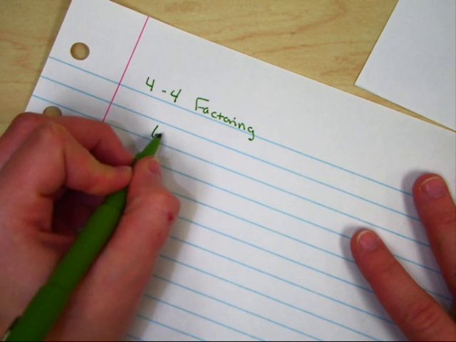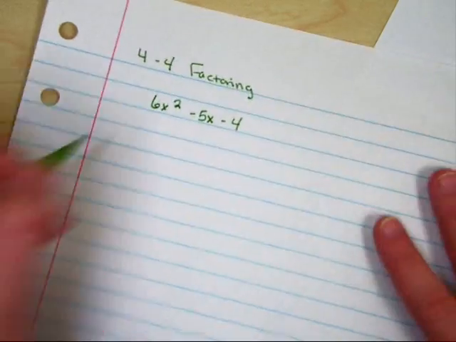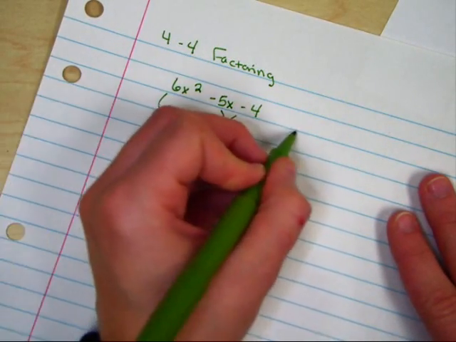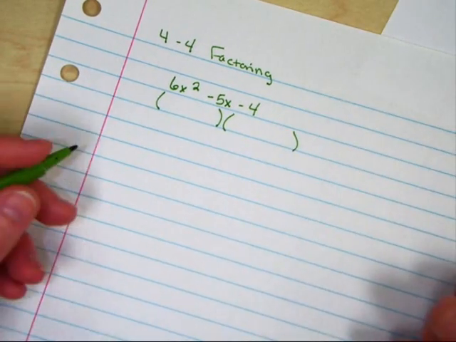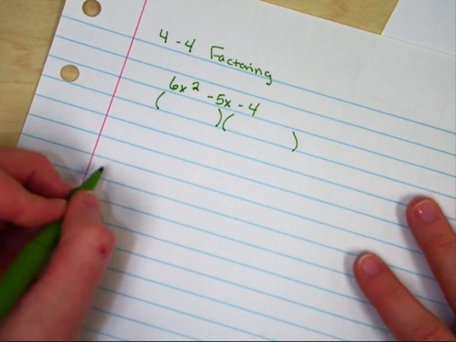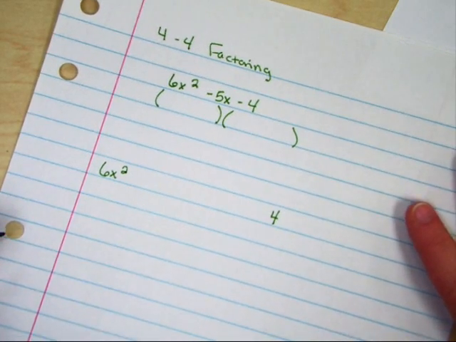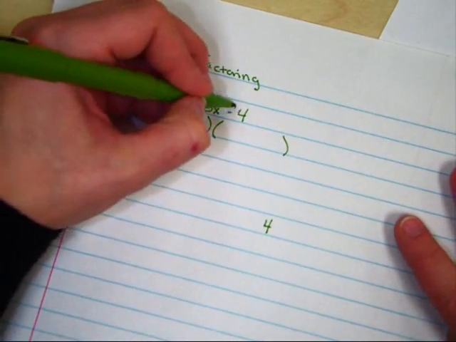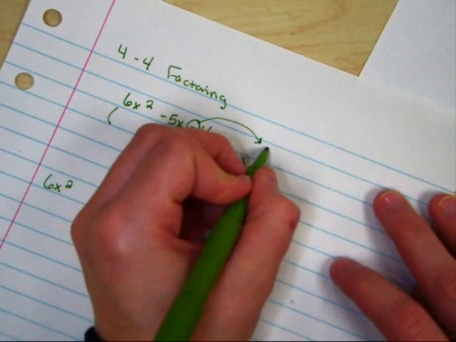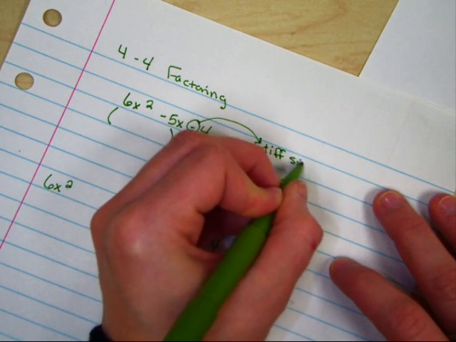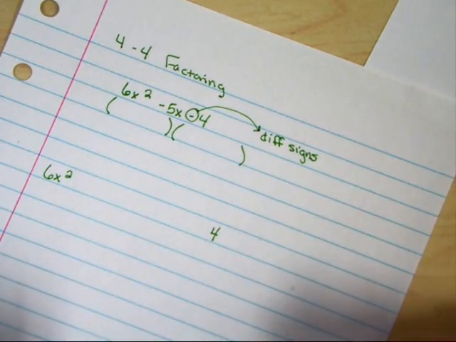Let's say that you have 6x squared minus 5x minus 4. You should know that that's going to break down to a double parenthesis, because I made it so it will. Now what you have to do is think of factors of 6x squared and of 4. I'm going to give you a couple of hints. Do you see this minus sign in the back? This minus sign in the back means that you are going to have different signs. Because you are going to have different signs, you are going to subtract your multiplication.